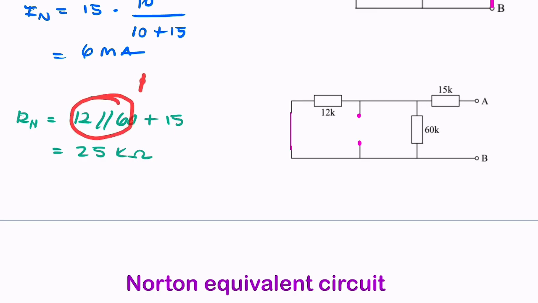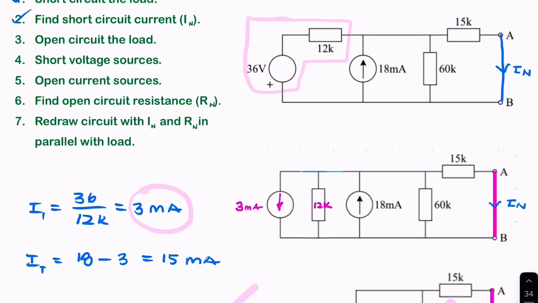These 2 give you 10. 10 plus 15 is 25. So now we found Rn.